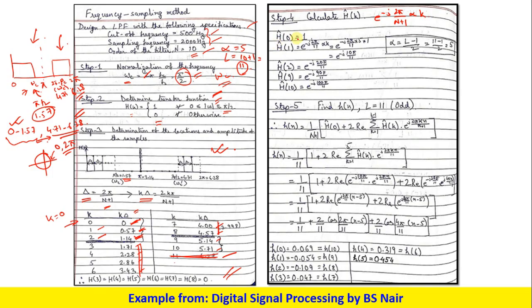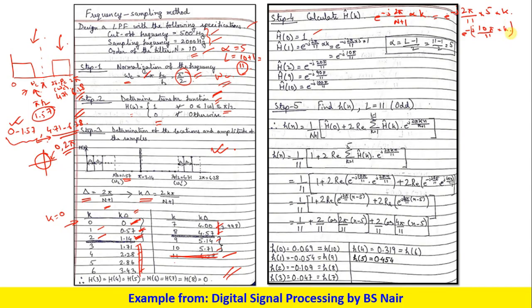So for h cap 0, the k value is 0, so we get 1. If you want to simplify this, it basically becomes e to the power minus j 2 pi by 11 into 5 into k. So you can write it as e to the power minus j 10 pi by 11 into k. This whole thing is in the superscript e to the power form.